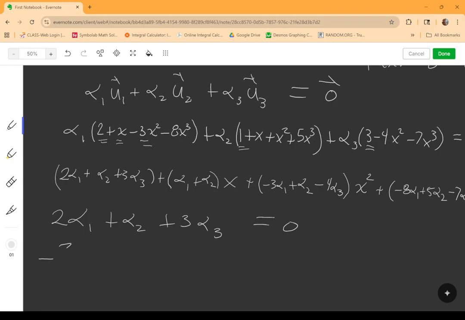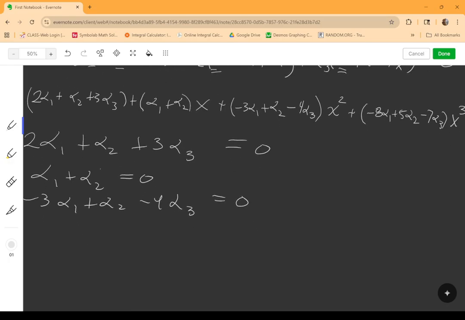And with the next coefficient, 3 alpha 1 plus alpha 1 plus alpha 2, and then negative 3 alpha 1 plus alpha 2 minus 4 alpha 3 equals 0. And then here, minus 8 alpha 1 plus 5 alpha 2 minus 7 alpha 3 equals 0.